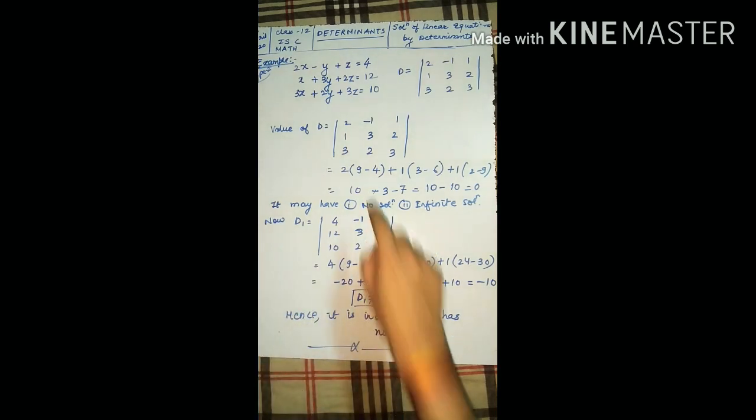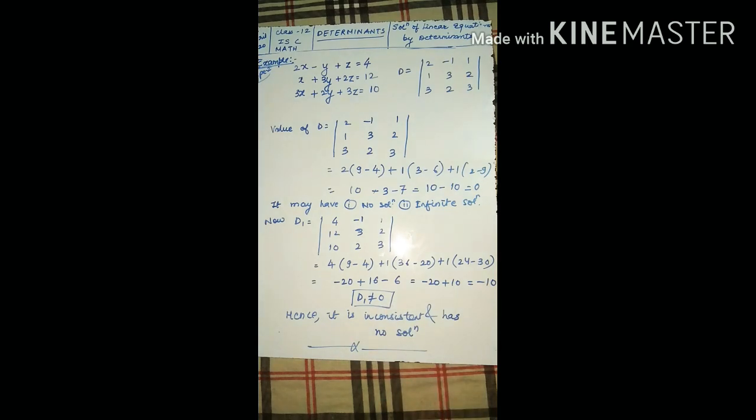Now what does the no solution condition say? That if any of D1, D2, D3 has a non-zero value, then it is a no solution case, or inconsistent. And if D1 equals D2 equals D3 equals 0, then it will give you infinite solutions. So I have found the value of D1 and it came -10.